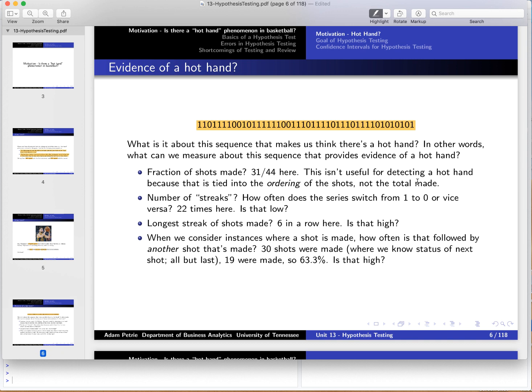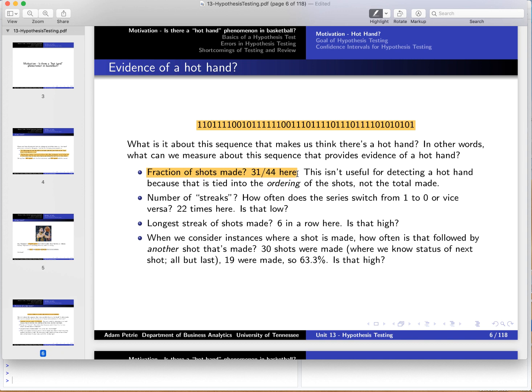If we just think out loud about what we might measure, could we measure maybe the fraction of shots made here? There's 44 total shots, 31 were made. And that's a relatively high proportion. That's a pretty high hit rate for basketball here, but does that really clue us in as to whether or not there's a hot hand?